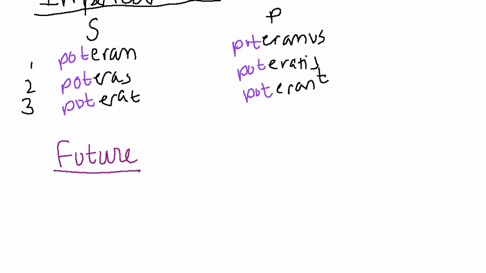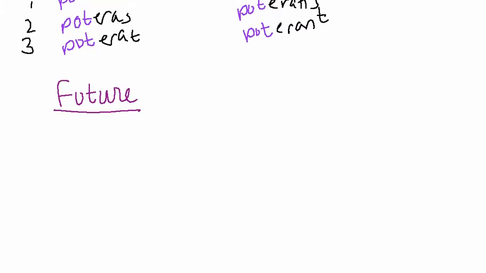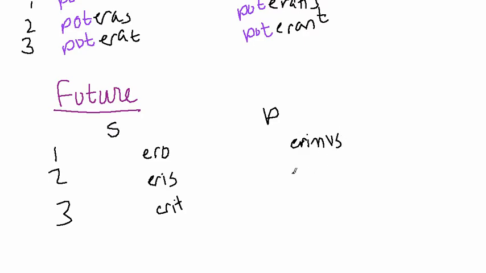You're going to do the same for the future. Put down all the future forms of sum. As you remember, first let's make our chart. Let's put down our future forms of sum. Ero, eris, erit, erimus, eritis, erint.